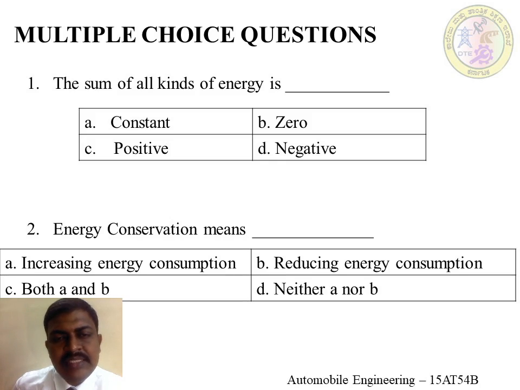Second question, energy conservation means: option A increasing energy consumption, option B reducing energy consumption, option C both A and B are right, and option D neither A nor B are right. So the right answer is option B, reducing energy consumption. Energy conservation means reducing energy consumption but making no compromise in the quality and quantity of the production. On the other hand, it can be defined like this also: increasing the plant efficiency.